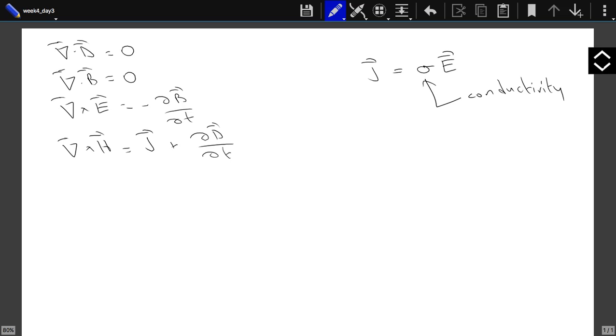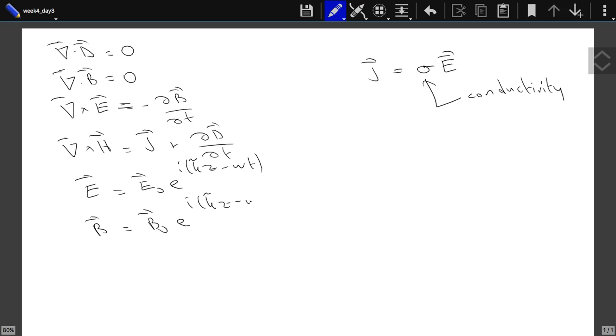And then we had seen that we still have wave solutions, but the wave solutions have some different properties than in a non-conducting medium. The electric field we can still write as some vector multiplying e to the power i(k tilde z minus omega t), and B is equal to B0 multiplying e to the power i(k tilde z minus omega t). These are still valid. I'm just choosing my z direction to be the direction of the wave vector.